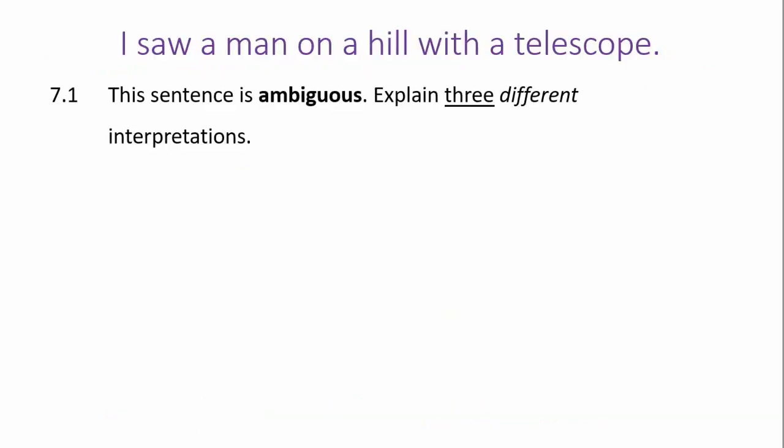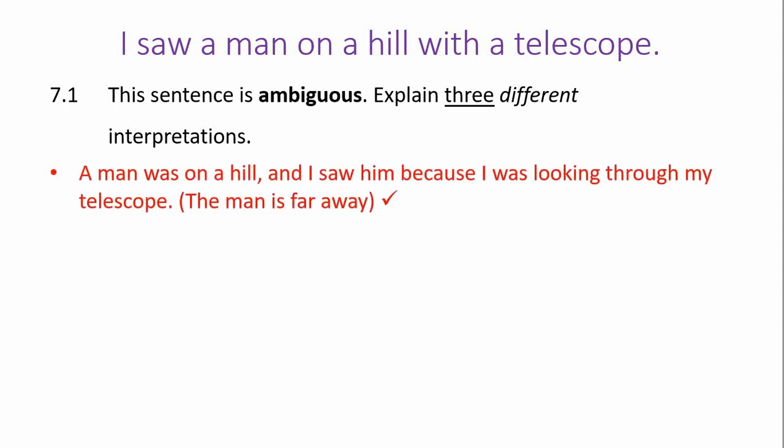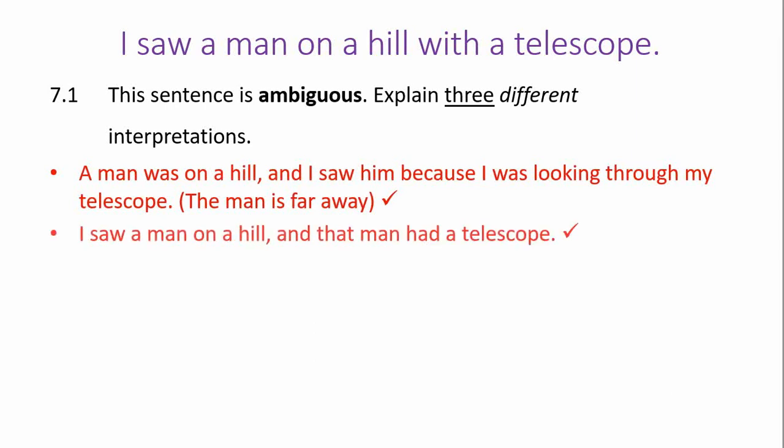Number 7, interesting question. It is ambiguous, the sentence. Ambiguous means it has more than one meaning or can be interpreted in more than one way. And I've asked for 3 different interpretations here. So one of them is that a man was on a hill and I saw him because I'm looking through my telescope. I saw a man on a hill with a telescope. I have the telescope and I'm looking and I see far in the distance a man on a hill. The second interpretation is I saw a man on a hill and that man has a telescope. I saw a man on a hill with a telescope. The man on the hill has the telescope.